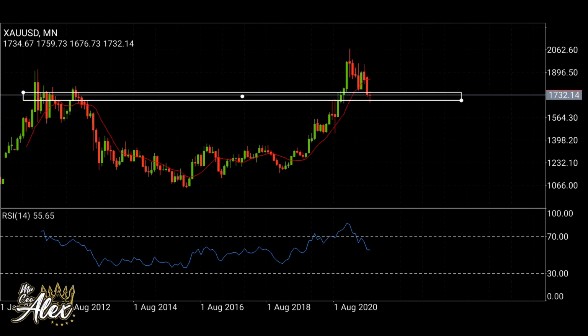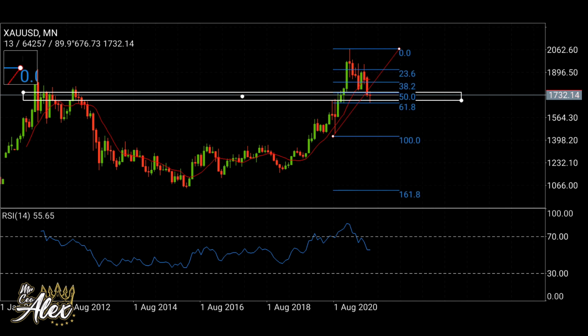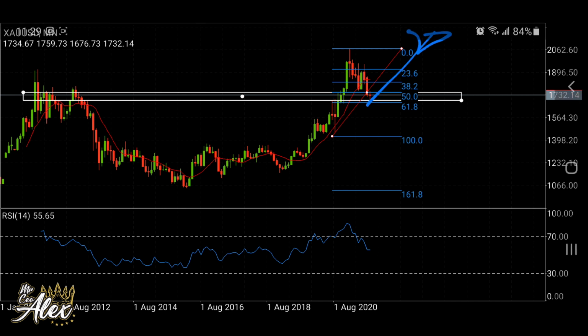Yeah. So if we pull it from this low to this high, we can see that the 61.8 is currently lined up to where the market is retracing at this moment. So I do believe that this month is going to close somewhere in this area around 1750, and then next month we should see gold move to the upside. So that's what I'm currently looking forward to, guys.